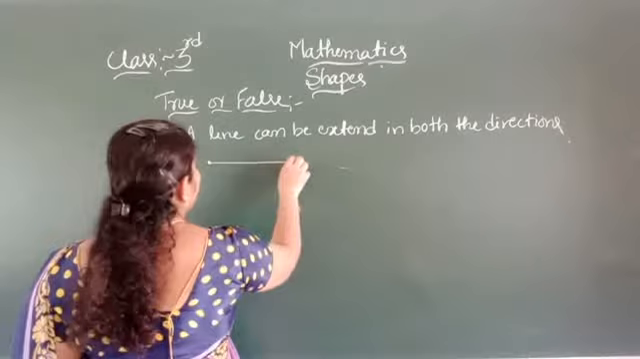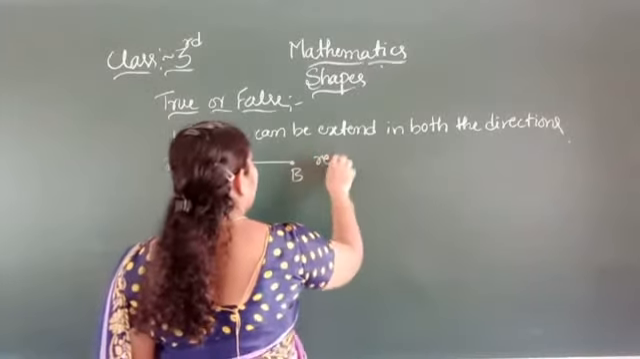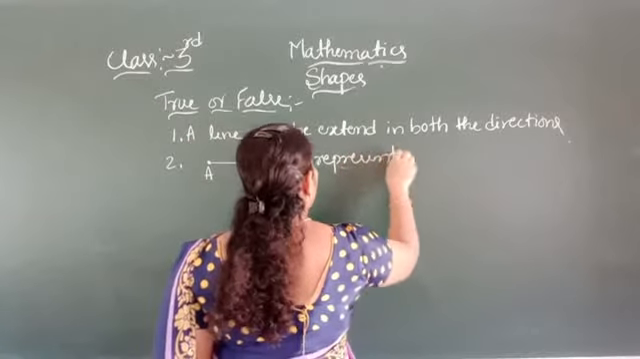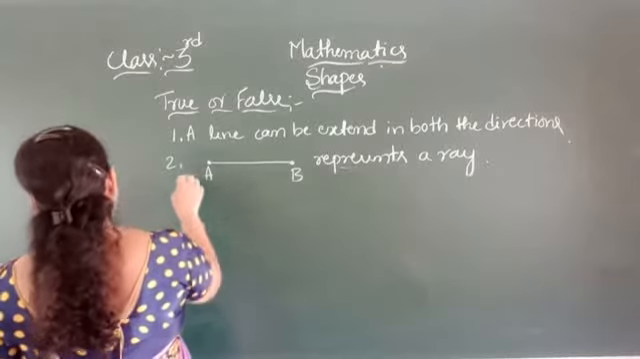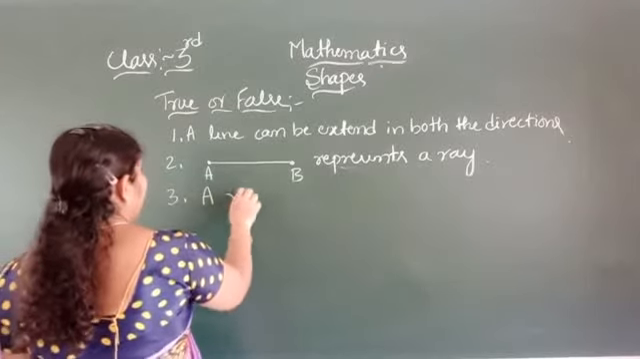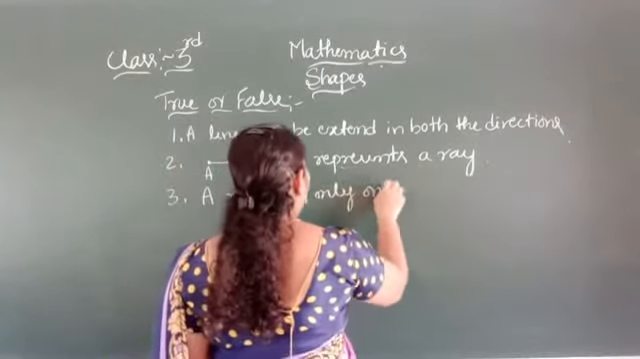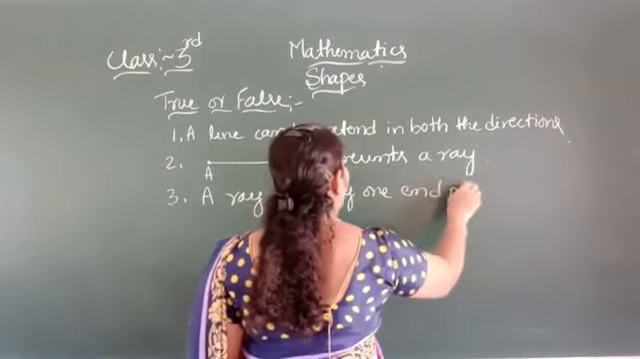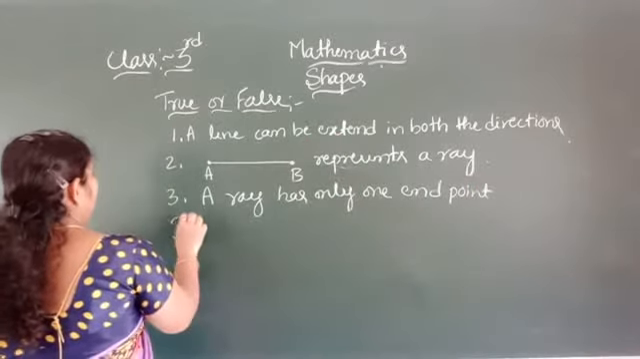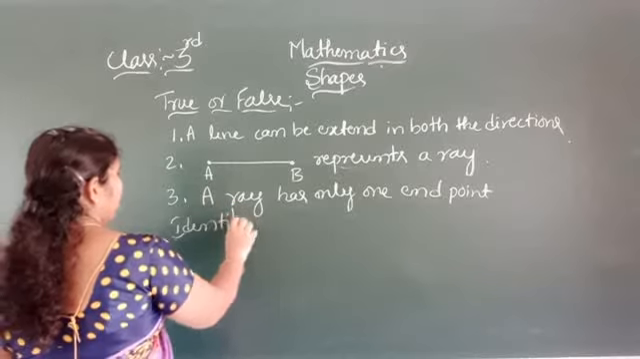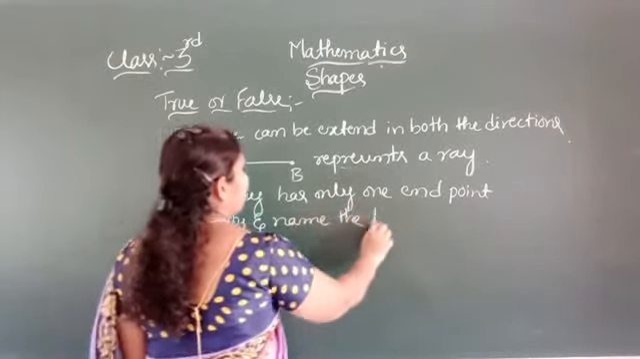Then second one, observe. This is AB, and it represents a ray. Then third one: a ray has only one end point. Then identify and name the following.